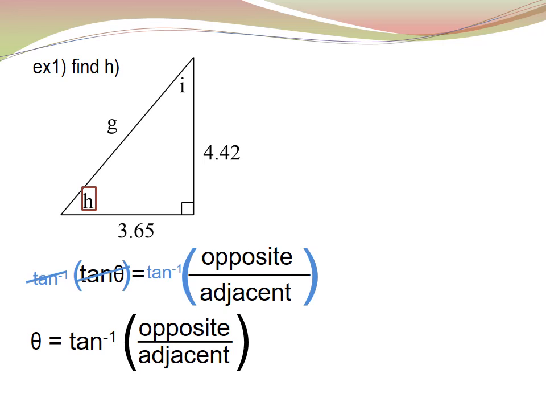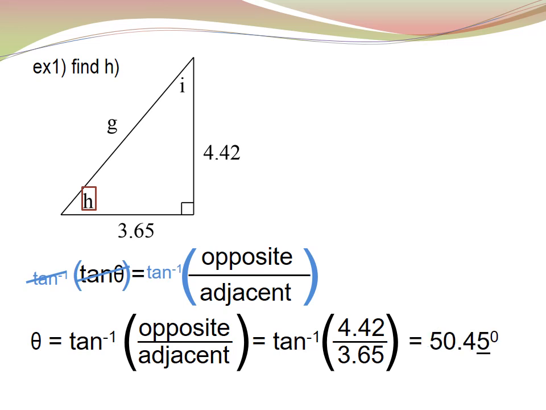So again, our opposite side is 4.42, that goes on top, and our adjacent is 3.65, so that goes on the bottom. And that gives us a final answer of 50.5 degrees.